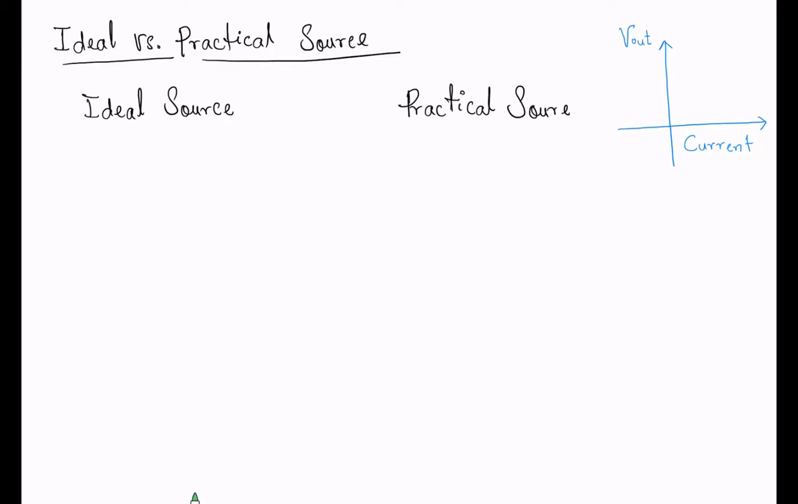Alright folks, so we did types of sources in the previous lecture. Now let's learn about ideal versus practical sources. This is very basic stuff, so let's get rolling. So what is an ideal source?